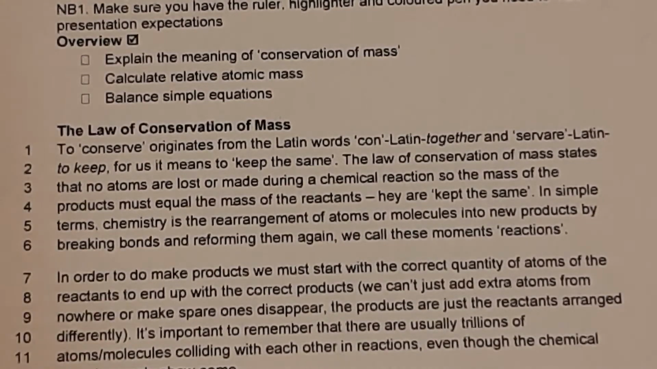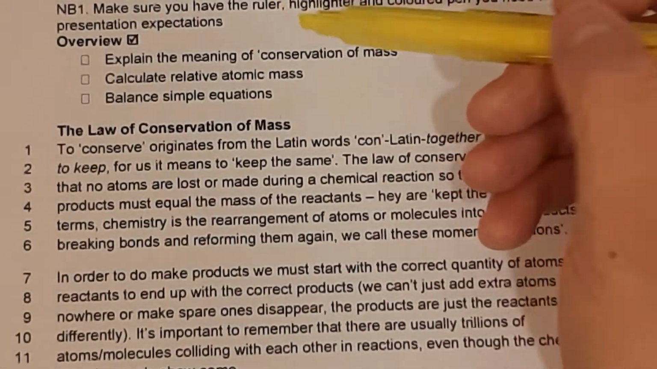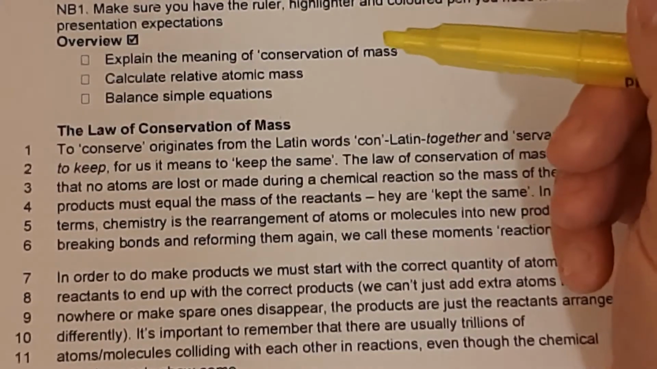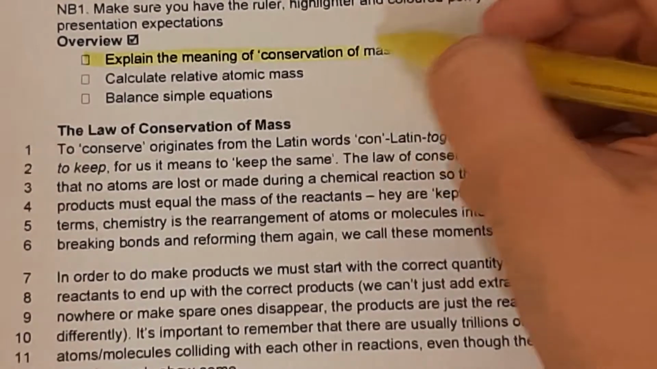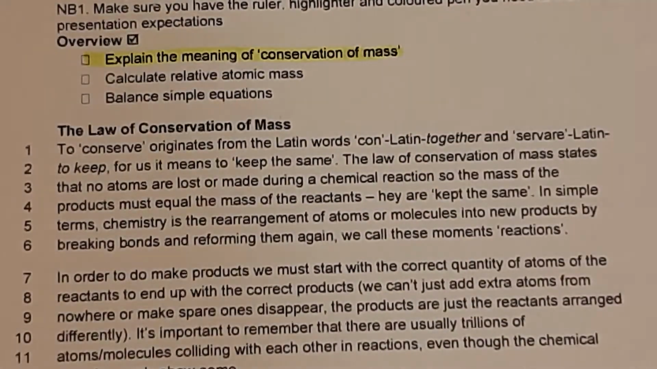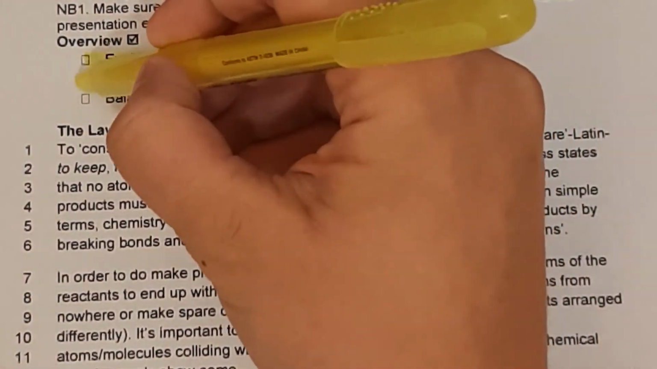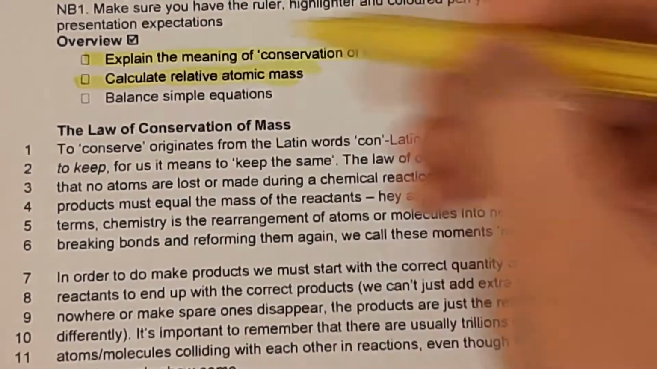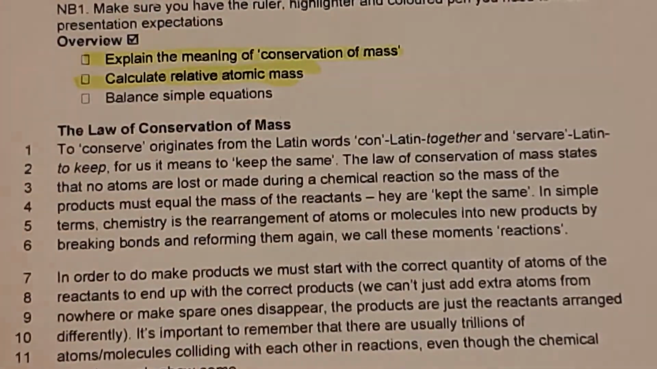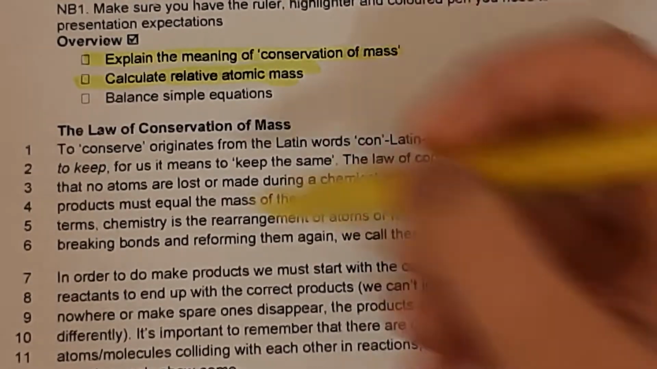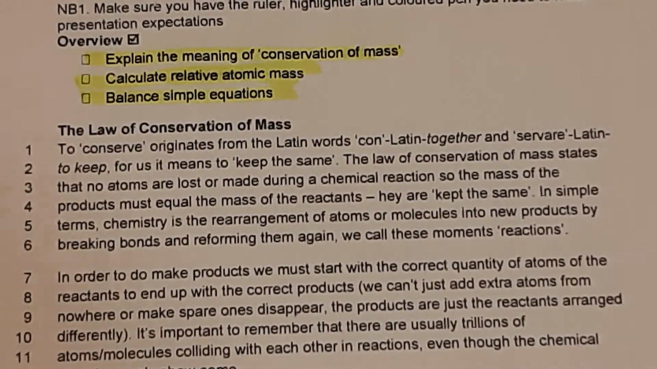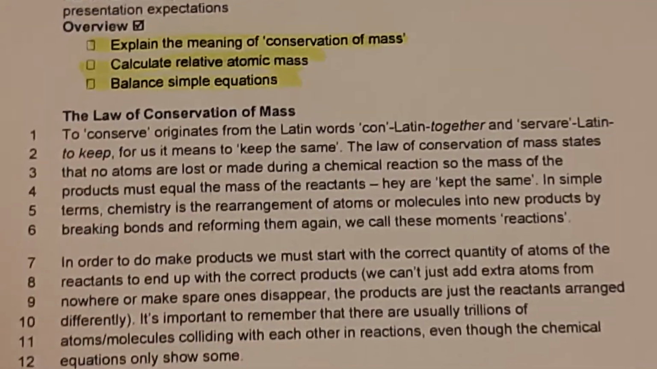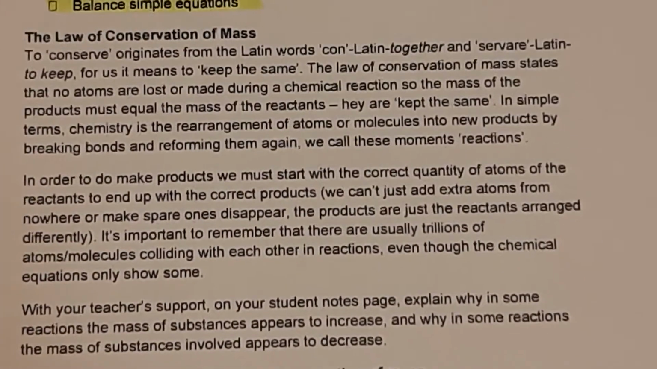So this is today's lesson. An overview of what we'll be doing is that we're going to explain the meaning of conservation of mass. We did briefly touch on this last lesson, but we're going to go into this in more detail this lesson. We're going to calculate relative atomic mass. Again, we looked at this last lesson, but we're going to review it in more detail. And lastly, we're going to balance simple equations, something we have done before, but we will have more practice at that today.